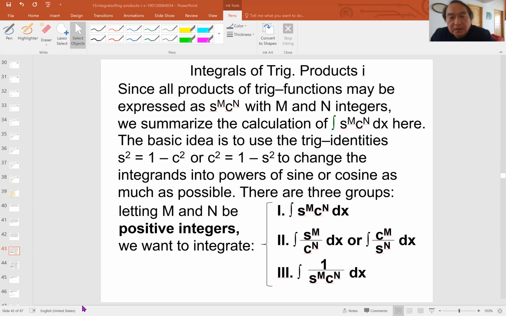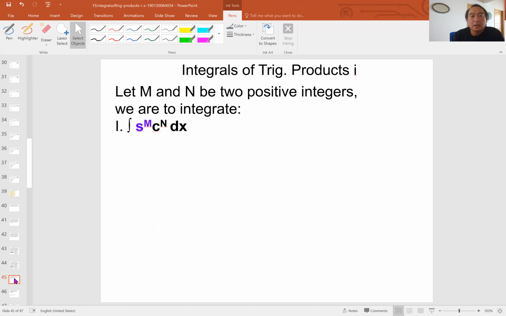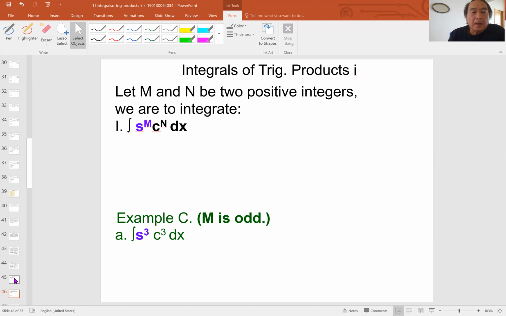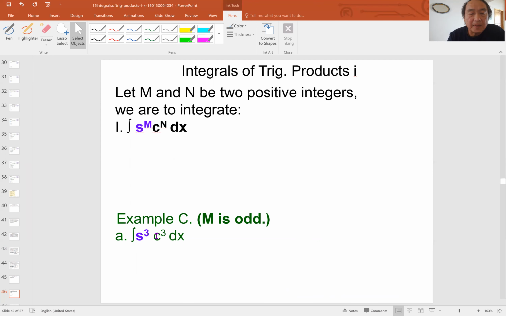Okay, so now we're going to integrate this product. Let's start out with the first one, the product of two positive integers multiplied. And the trick over here is, if I multiply powers of sines and cosines, as long as one of them is odd, in this case the sine, the trick is to split out one copy of it.